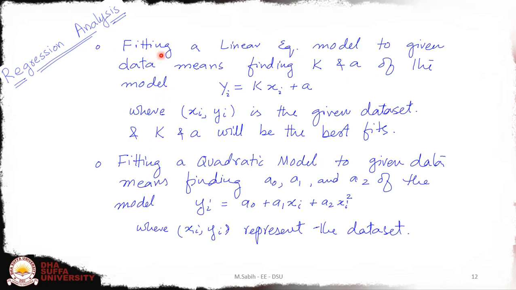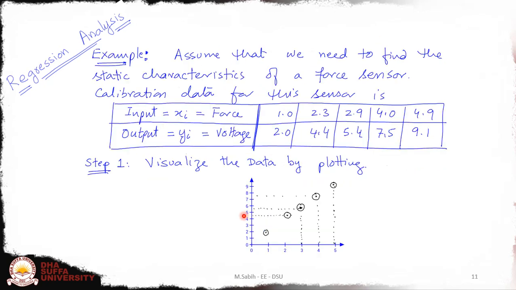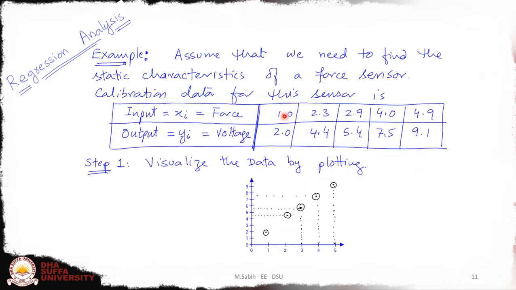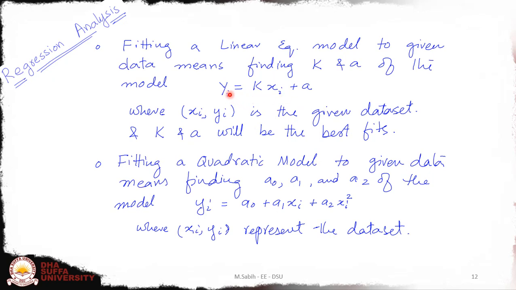Now the regression starts. We need to fit a linear equation model, because it looks like a linear equation will be sufficient for this kind of data. A linear model for the data will be y equals k x plus a. Why are we using subscript i? Because we have around 1, 2, 3, 4, 5 pairs, 5 data points. So y1 equals k x1 plus a, y2 equals k x2 plus a, and so on.